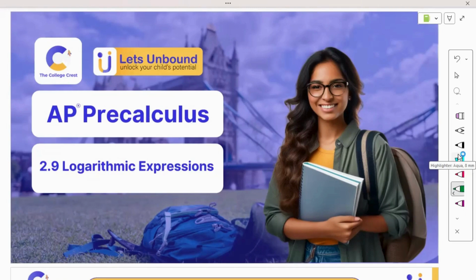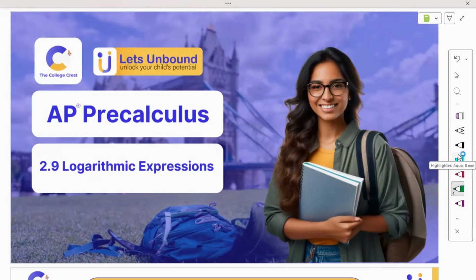In this series, we are reviewing the concepts and solving problems of every sub-unit. We are in the second unit, 2.9 logarithmic expressions. After this, you will get logarithm-based functions and all that. So this is the basic.